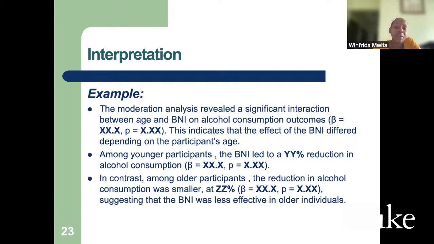And if the interaction parameter is significant, you should report the effectiveness of the intervention among the different groups. So among younger participants, the BNI led to YY% reduction in alcohol consumption. In contrast, among older participants, the reduction in alcohol consumption was smaller at ZZ%, suggesting the brief negotiation intervention was less effective in older individuals.